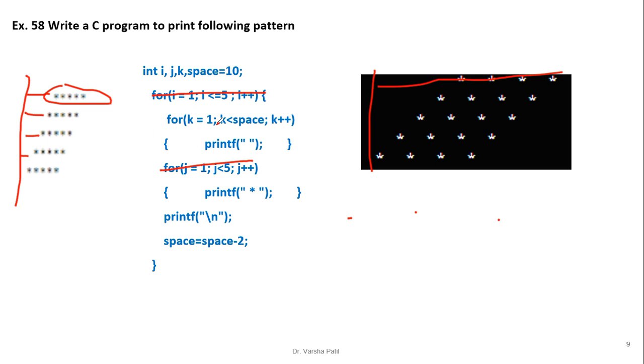So for k equal to 1, k is less than space, k plus plus. Now this loop will iterate 10 times, and 10 times it prints space on the screen, and after that the j loop starts and it will print the 4 stars. So in this way we can write the program. Now here it is actually 5, so by mistake it should be less than or equal to 5, so that it will print the next star. This program is also okay.